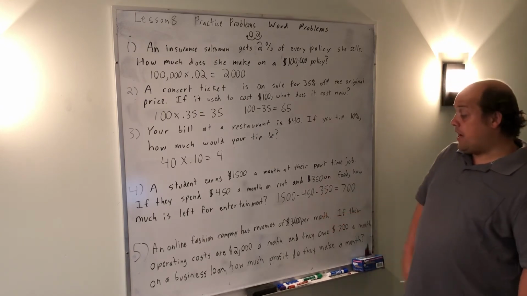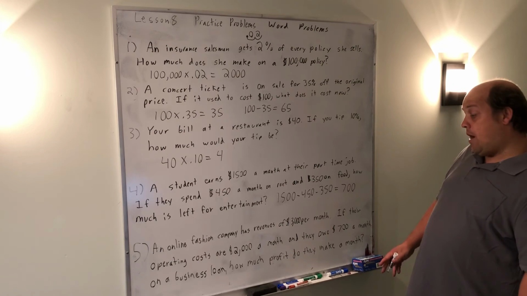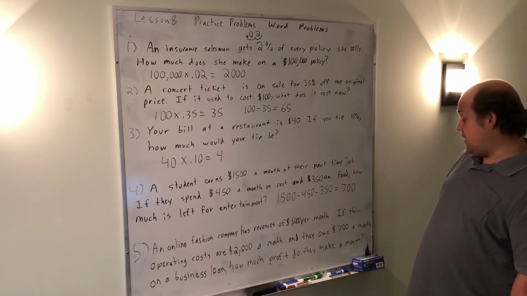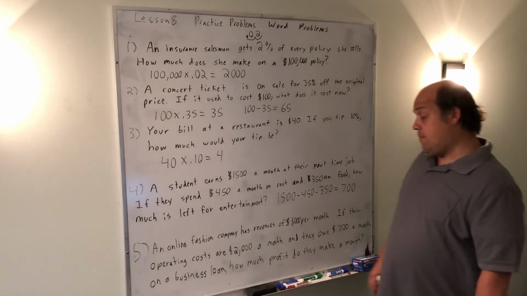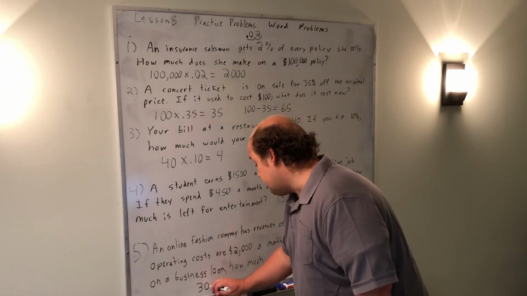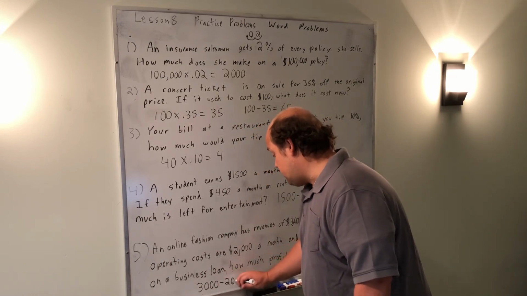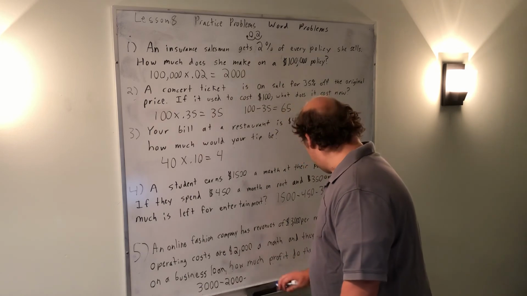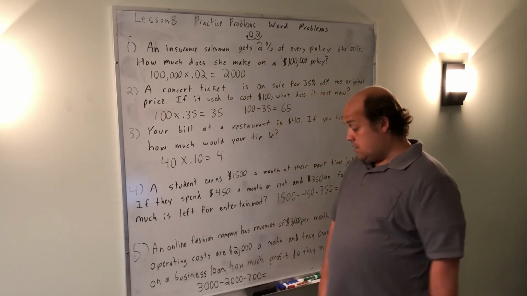Finally, an online fashion company has revenues of $3,000 per month. If their operating costs are $2,000 a month and they owe $700 a month on a business loan, how much profit do they make a month? Well, they start with the revenues, or the money that they bring in, which is $3,000. From that, they're going to subtract their operating cost of $2,000, and they're going to subtract the $700 that they owe a month on the business loan.